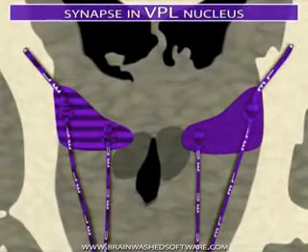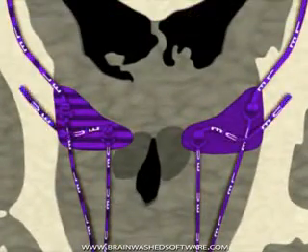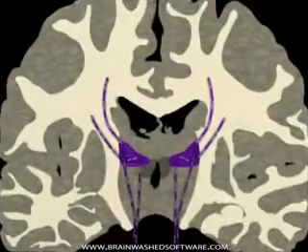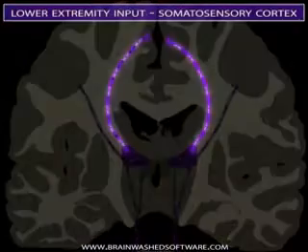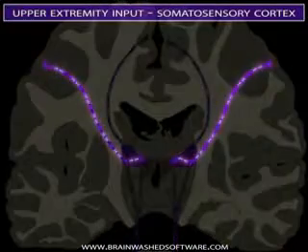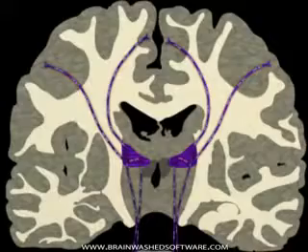The axons of the third-order neurons in the VPL travel through a white matter area of the forebrain called the internal capsule and terminate in the primary somatosensory cortex of the postcentral gyrus. Somatotopy for discriminatory tactile information and conscious proprioception is maintained in the primary somatosensory cortex.